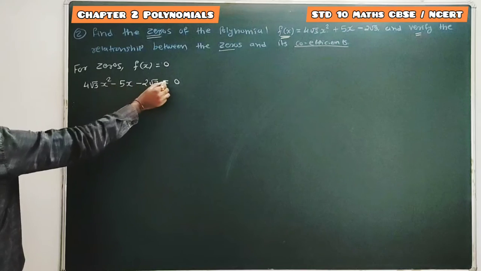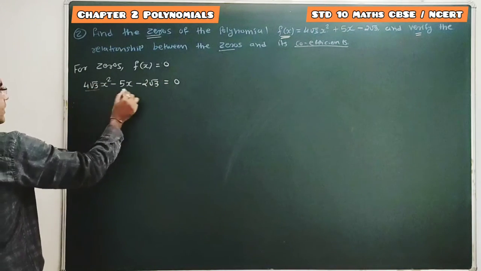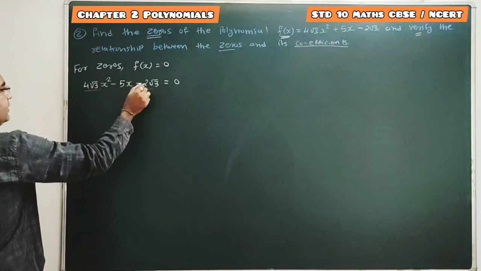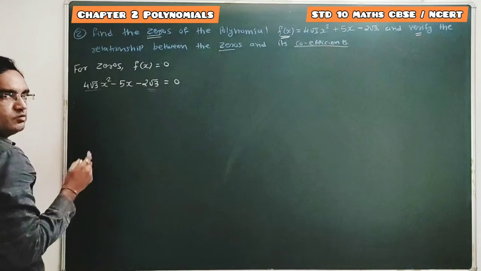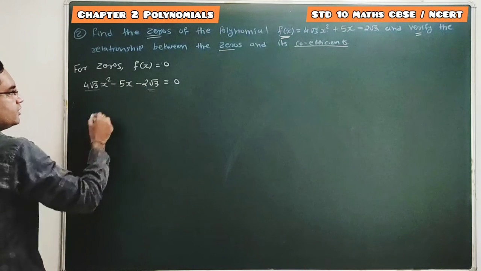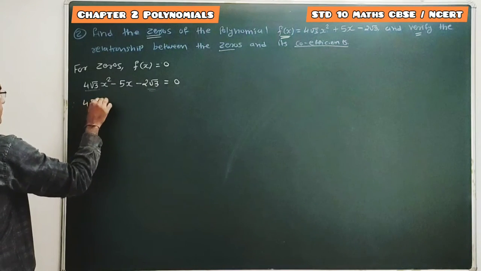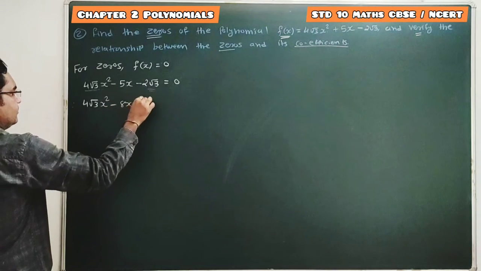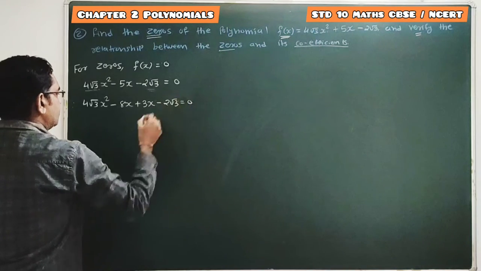So we will solve this equation by splitting the middle term. Here multiply the coefficient of x square with this constant term. 4 root 3 into 2 root 3: 4 twos are 8, root 3 into root 3 is 3. So 8 threes are 24. So we need factors of 24 whose difference is 5. Done. So it's 8 and 3. So splitting the middle term, 8 times 3 is 24, it becomes minus 8x plus 3x minus 2 root 3 equal to 0.